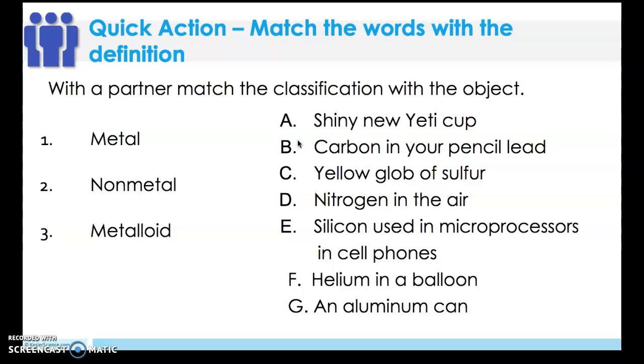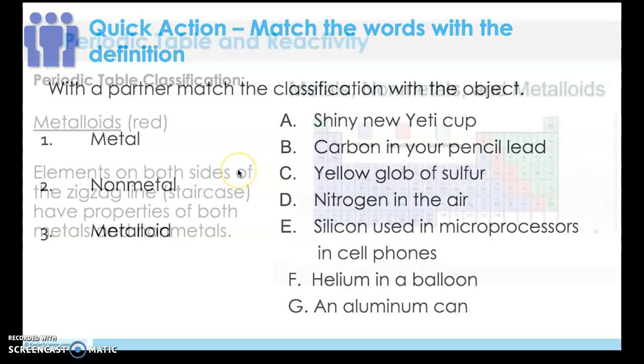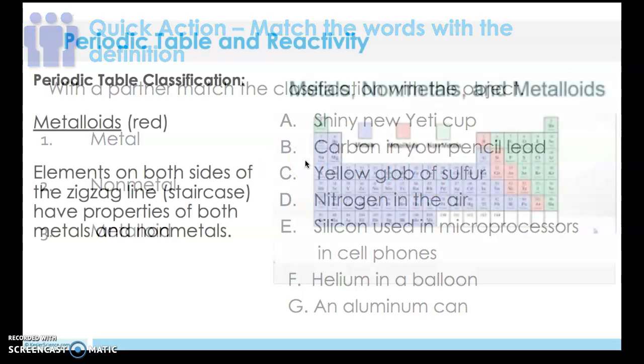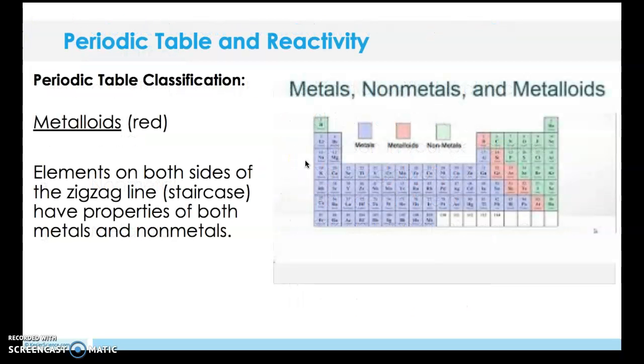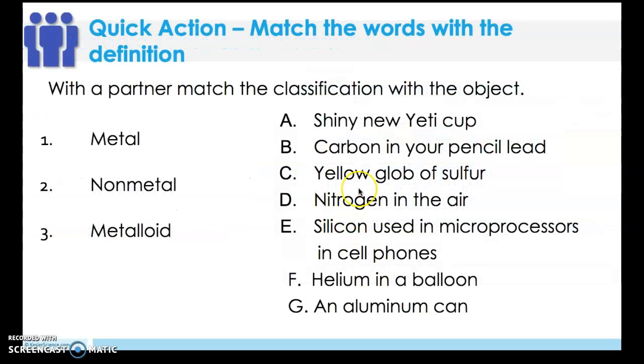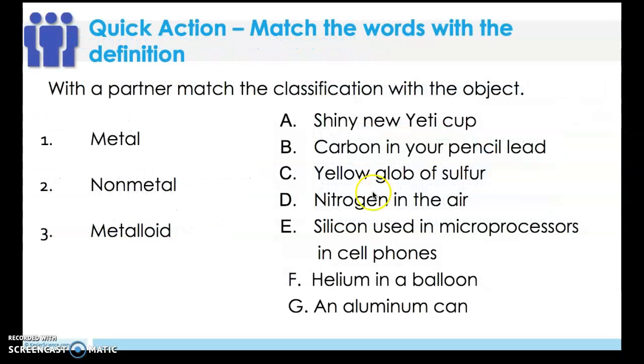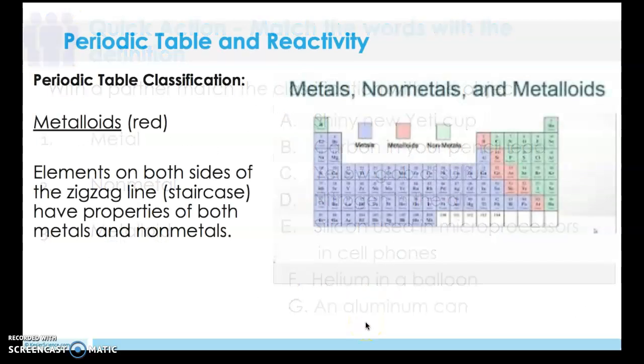Hopefully you were able to identify a Yeti cup as a metal, carbon in my pencil as a nonmetal. Let's make sure. Yep, nonmetal. The yellow glob of sulfur is a nonmetal. Nitrogen in the air is a nonmetal. Silicon used in microprocessors and cell phones is a metalloid. Helium in a balloon, nonmetal. An aluminum can is a metal.